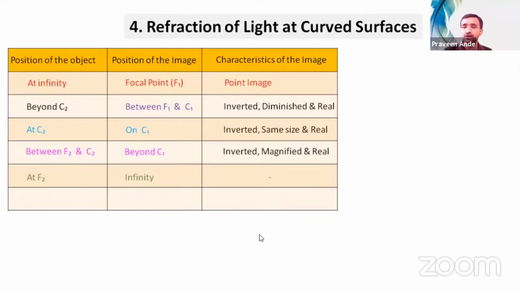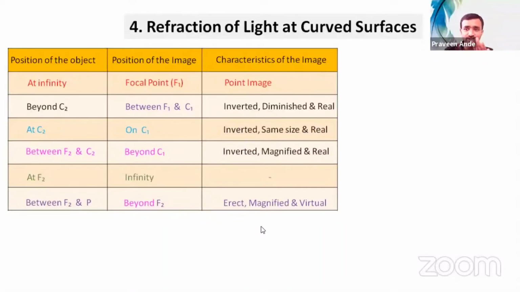Then one more, the last case: object position between the pole and the focus, that means between P and F1. The image is beyond F2. In this case, which type of image is formed? It is virtual, erect and magnified. So this is the summarization of the characteristics of images formed by a double convex lens.